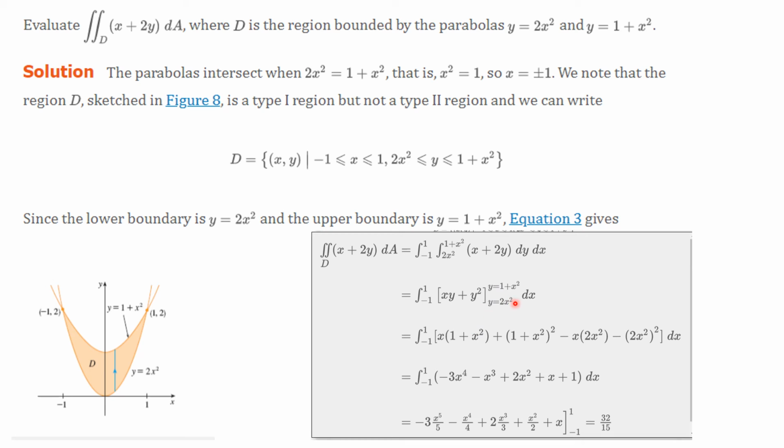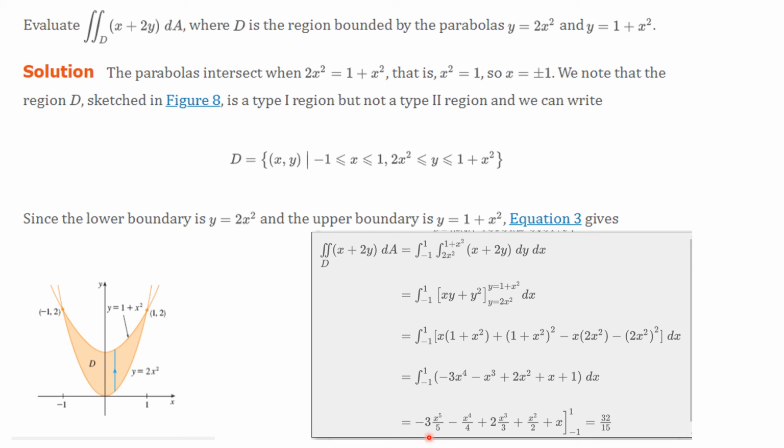So I plug in the top limit here for y, so everywhere I see a y, I am substituting 1 plus x squared. And I subtract, by the fundamental theorem of calculus, where everywhere I see a y, I plug in 2x squared, getting this. Make sure you follow this calculation. Then I simplify this. There's algebra always involved. I have an expression in x. And now I integrate dx from -1 to 1.